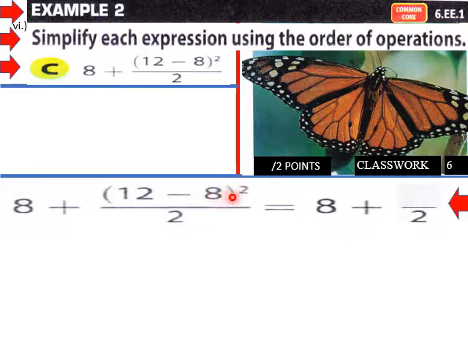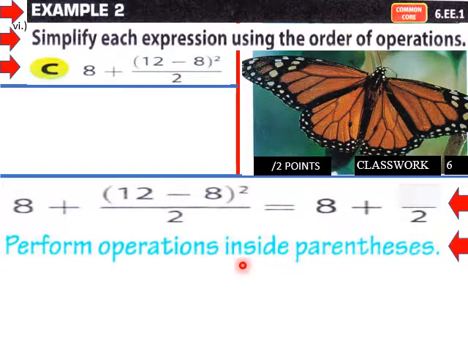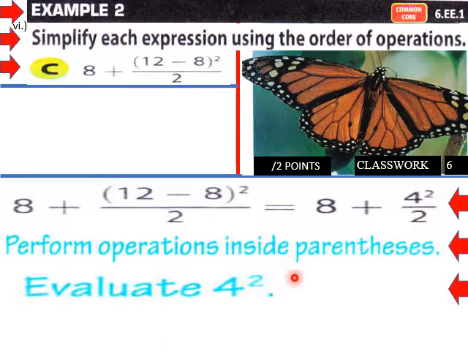So what's 12 minus 8? Perform operations inside parentheses. What we need to do inside parentheses would be 4, and then 4 squared. So we have 8 plus 4 squared divided by 2. And then evaluate 4 squared.